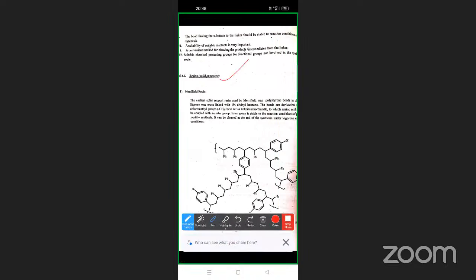A very commonly used, very important and frequently used resin bead is the Merrifield resin. It is very, very important in the examination. Every time, this question on resin beads, the Merrifield resin, is repeated. So let us see this Merrifield resin. What is Merrifield resin?